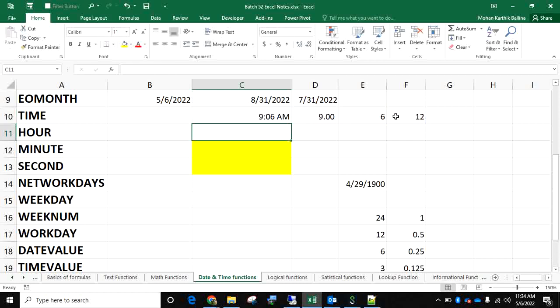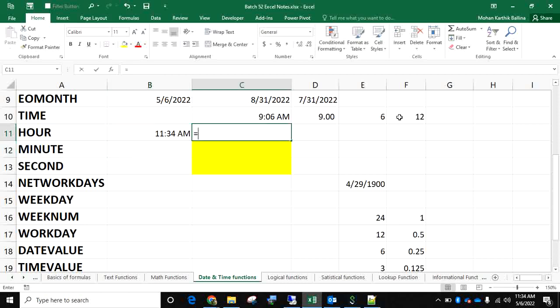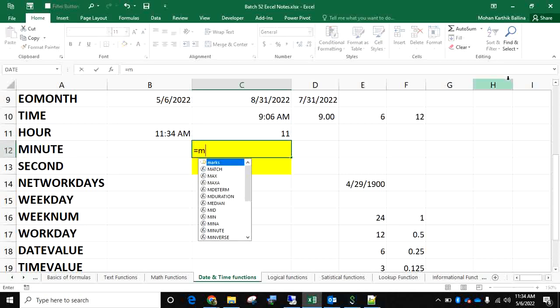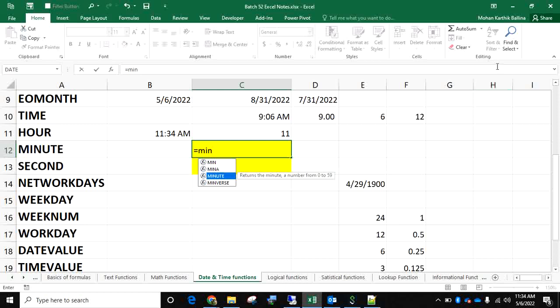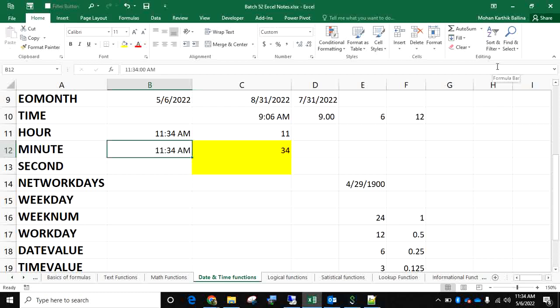Okay, we did it for date like that. Likewise, you can also retrieve the hours from a time, 11 hours. You can also retrieve minutes, 34. Also you can retrieve the seconds. You can practice.